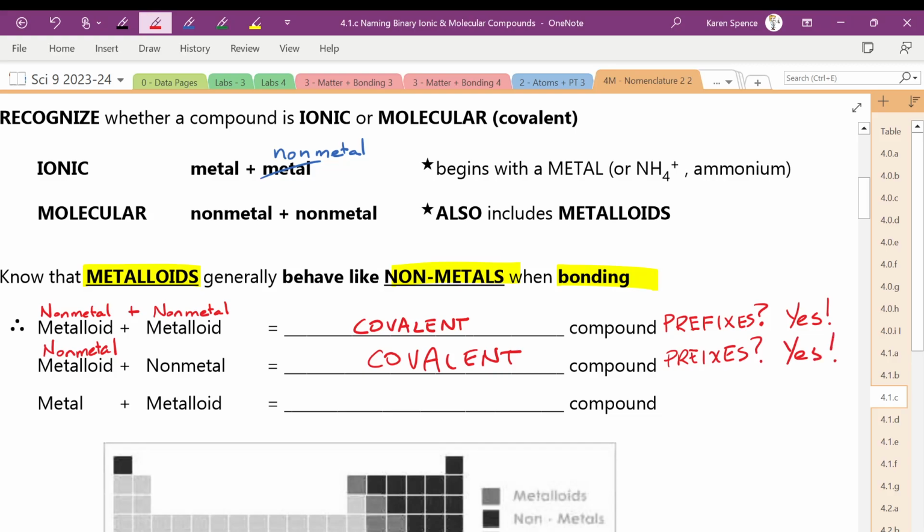And if we have a metal plus a metalloid, that's like a metal plus a non-metal. And so that would be what type of bonding? Ionic. So we would have an ionic compound. And do ionic compounds use prefixes? No. And apparently I cannot spell prefixes, because I wrote it wrong. Prefixes, there we go. I fixed my prefixes. Okay.